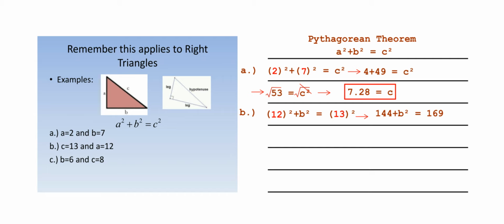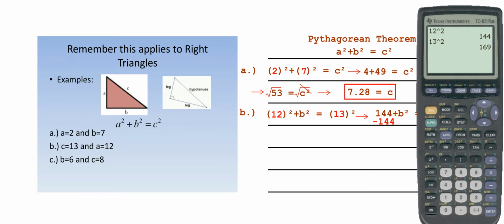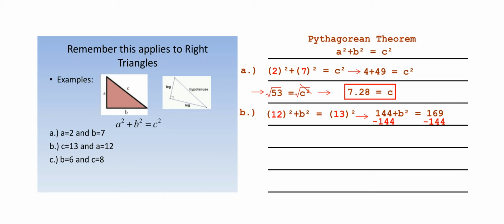So now we're solving for B. That means we're getting rid of the 144, so minus 144 from both sides of our equal sign. And your calculator could come in handy again. 169 minus 144. Notice I already have 169 there. If I hit subtraction, it gives me the previous answer minus 144. So it takes the 169 and subtracts 144. Gives us 25. So let's cancel our 144 and write down that B squared equals 25.